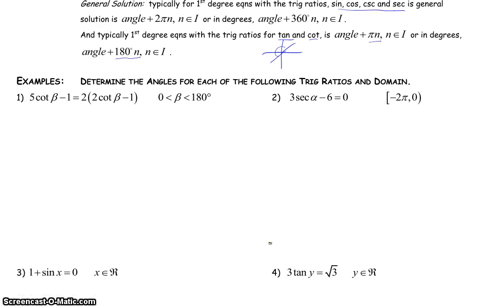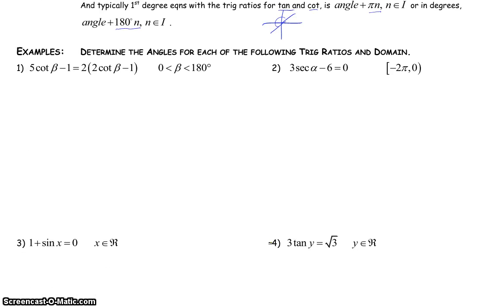Okay, let's take a look at these questions. So, determine the angles for each of the following trig ratios and domain, so given the domain here. And that's going to switch up every time, so you have to kind of make sure you're looking at these domains, okay? So let's look at the first question. All right, go through there. So beta is our angle, okay, and we've got a cotan on this side and a cotan on that side. Well, we need to get those on the same side.